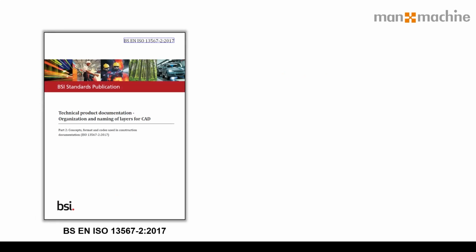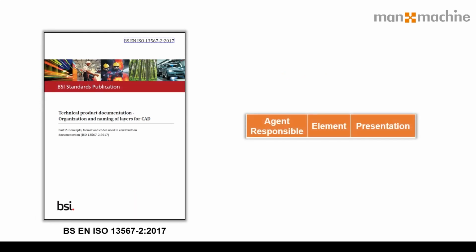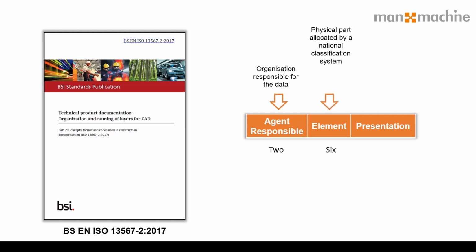As I mentioned earlier, we're going to focus on this standard here. As part of this, there are a number of mandatory fields and some optional fields, but to keep it simple today, I'm just going to focus on the mandatory fields. First, we have the agent. The agent is the organization responsible for the data, and that has two alphanumeric characters. The element is the physical part associated with the national classification system, and that has six alphanumeric characters, and we'll go into that in more depth shortly. The final one is the presentation, which has particular elements as part of a drawing or model, and again that has two alphanumeric characters.